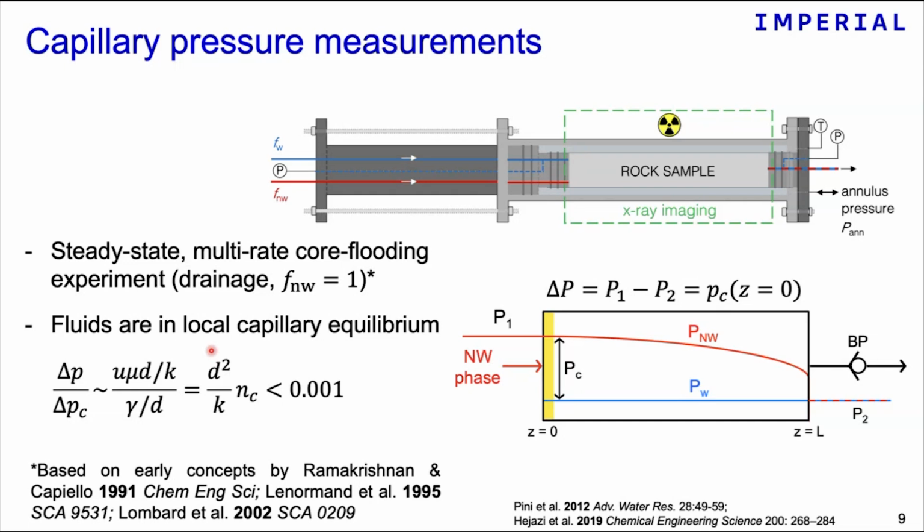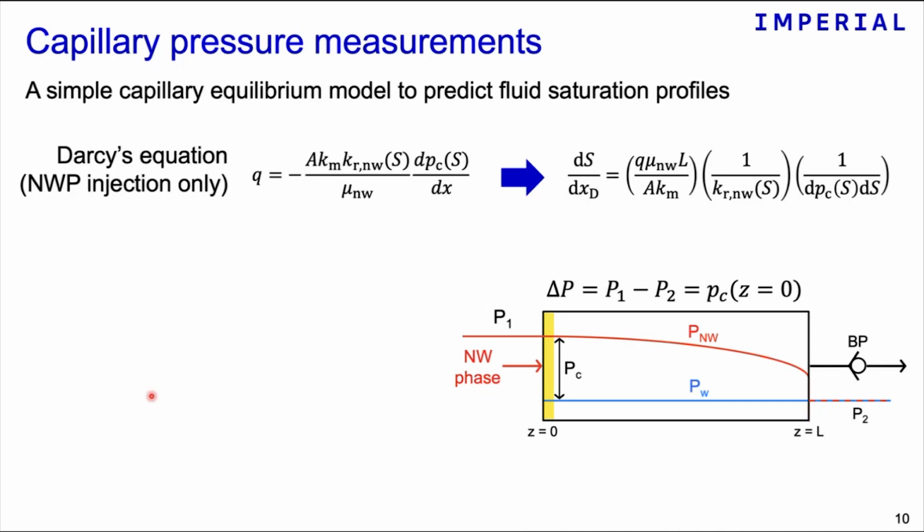And this is achieved simply by making sure that your viscous pressure drop is much smaller than the capillary pressure drop in your sample, which for a CO2 brine system is quite easily achieved because of the large interfacial tension, but also the low viscosity ratio of the fluids. So under these conditions, you can actually derive a fairly simple capillary equilibrium model that can predict the fluid saturation profile in your rock, right?